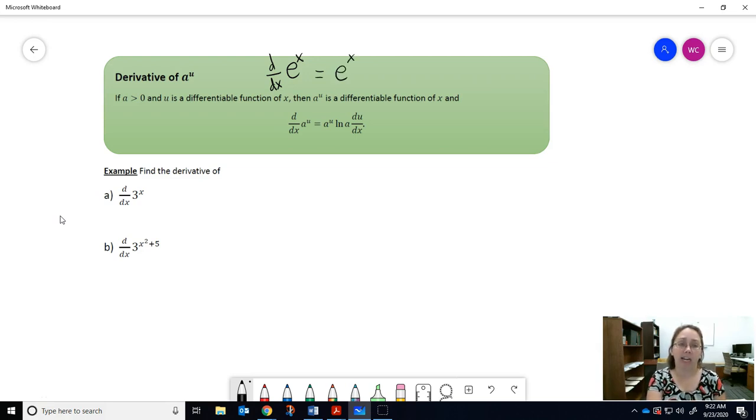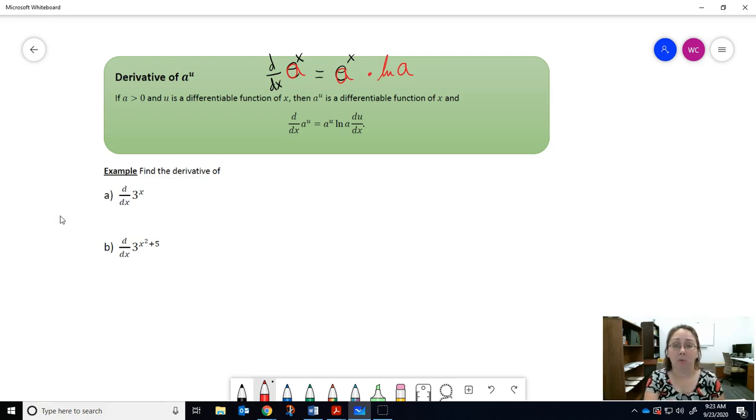Well, how does that change if instead of e, we put an a? Is it going to be the same rule? As a matter of fact, not quite. You have to multiply by ln of that base. If this had been e, this would be ln of e, which is just 1. But because we're changing the base now, we have to multiply by this extra term.